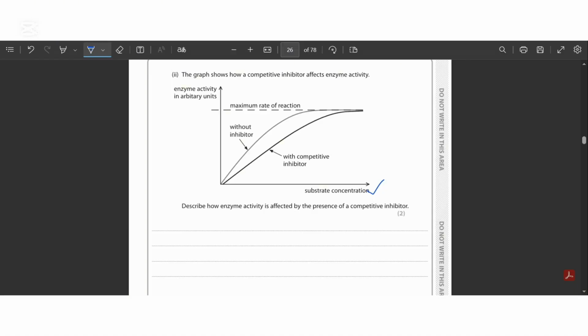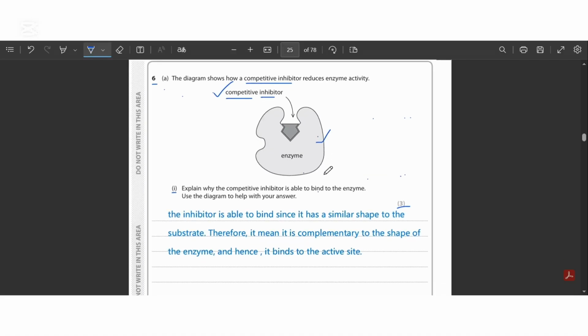And also you can see right over here, the graph levels off at the maximum rate of reaction earlier without inhibitor, whereas with competitive inhibitor, it takes a very long time for it to reach the maximum rate of reaction. Since the competitive inhibitor is creating a competition on the enzyme for the active site with the substrate, the inhibitor, as you can see earlier in the diagram, as I had said, settles down here for a while, halting the reaction for a while, like delaying it.